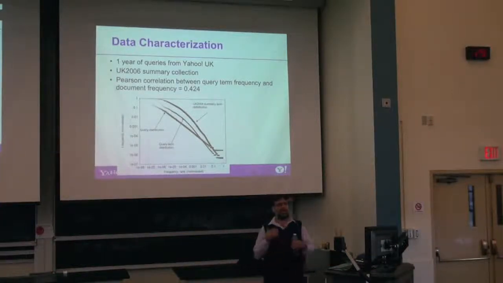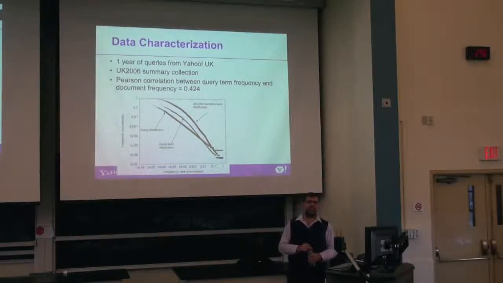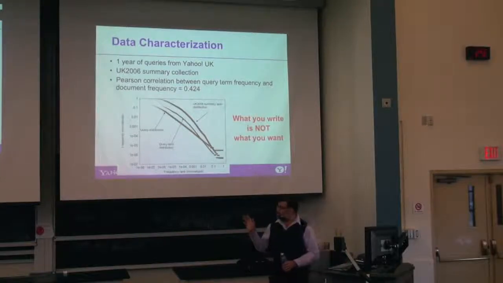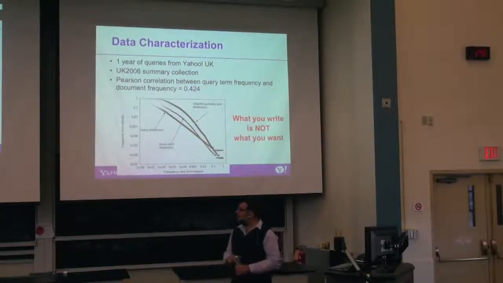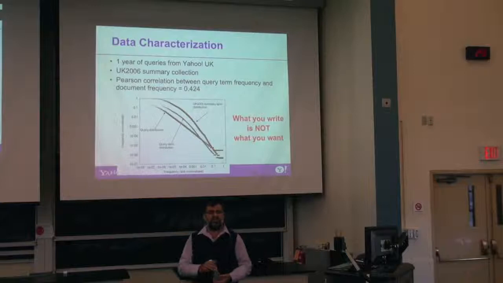So this is something that I knew, but I knew at a small scale, and I would have validated this many times. The correlation is low, between 0.4 and 0.6. And this is very interesting because it has another connotation. It's basically what you write is not what you search.